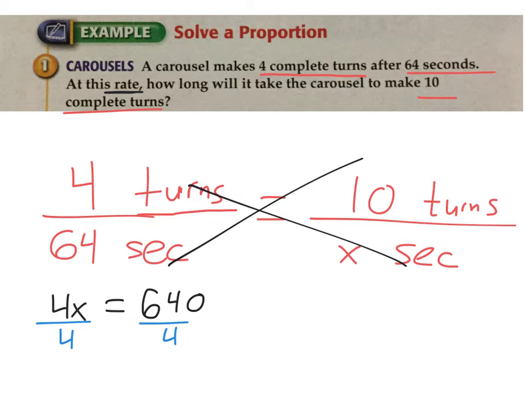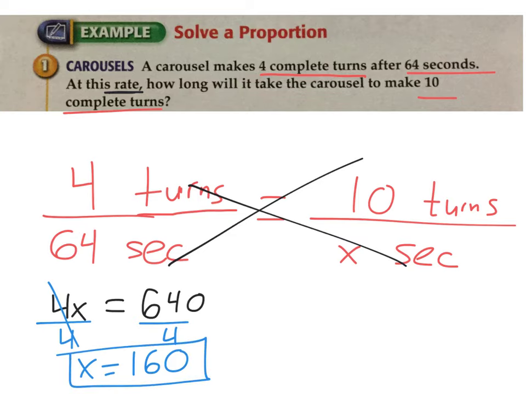Now, 4x divided by 4. 4 divided by 4 is 1. So that leaves me with 1x, which is just x. 640 divided by 4 is 160. So now that I know x equals 160, that means my missing value is 160. It would take 160 seconds for the carousel to make 10 turns.